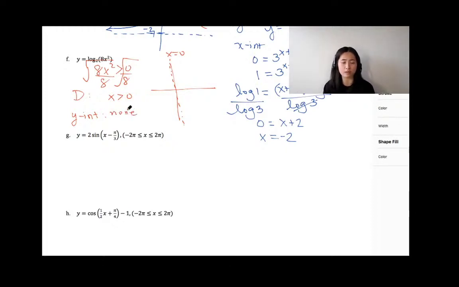And also for x, right? So for your x-intercept, we need to do a little quick calculation on the side. For your x-intercept, you need to plug in y is equal to 0, right? So 0 is equal to log of 2, and then you have 8x squared right here.